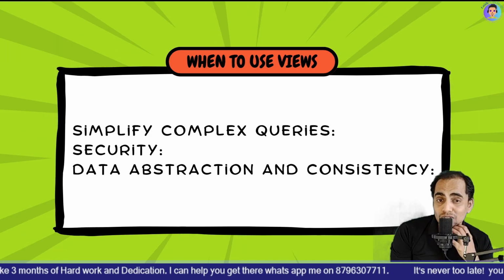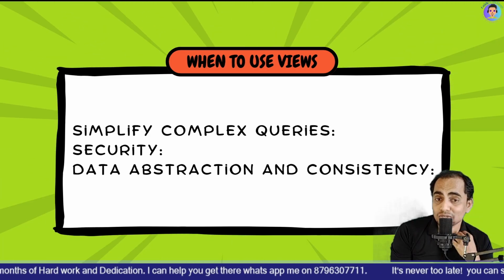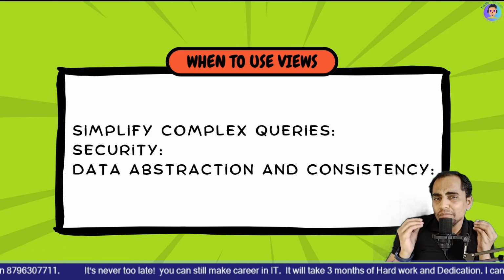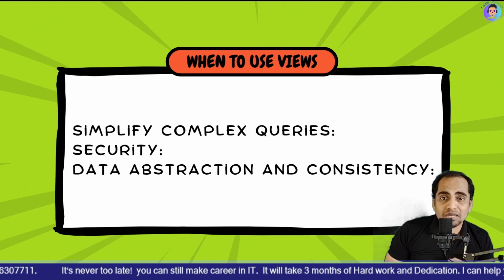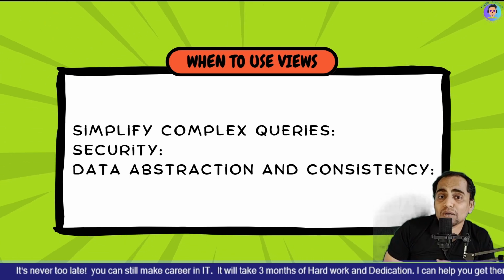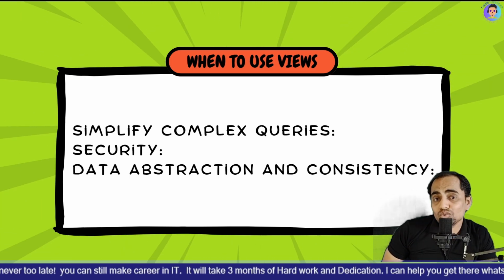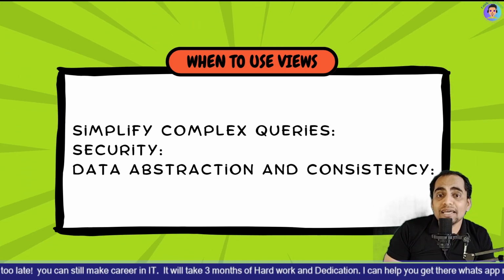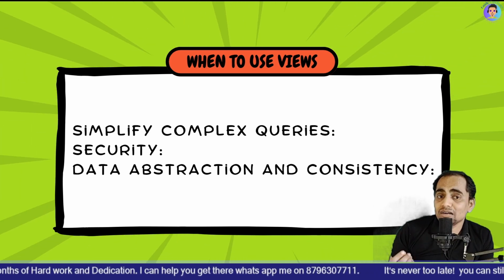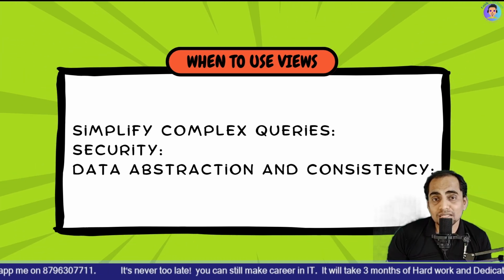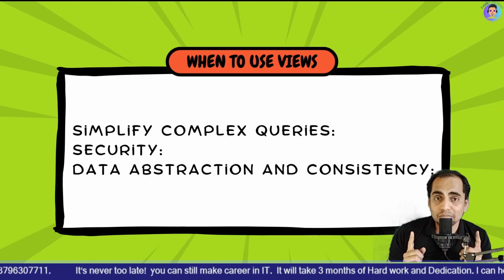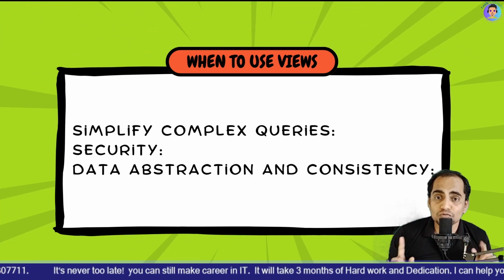Now, when to use them? There are three conditions where you can use views. The first one is simplifying complex queries. Imagine you frequently need to join multiple tables and apply filters. Instead of writing the entire complex query each time, you can create a view that encapsulates this logic. You can query the view as if it were a single table. Then the next important point is security. First we are going to see the first example practically, and then we are going to move to the next one.